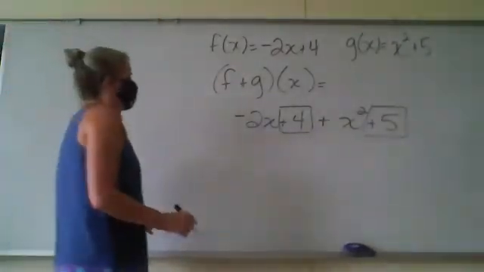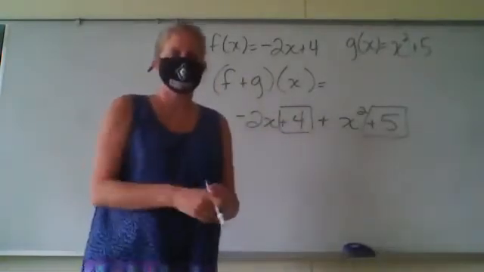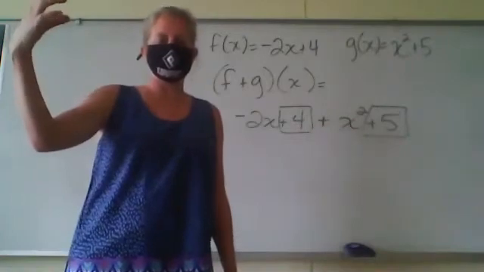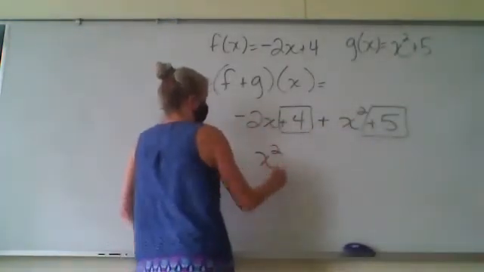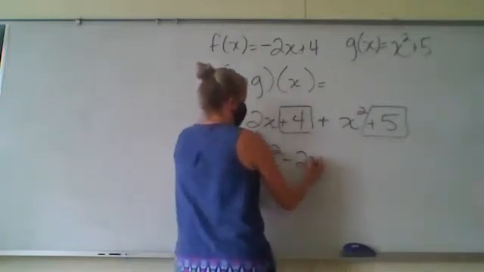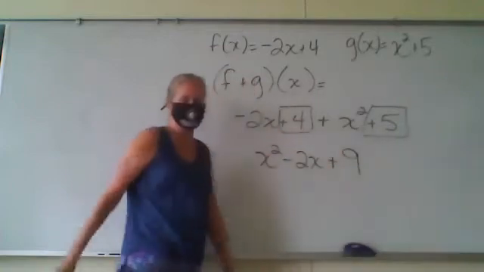So let's see, what's going to be my first term? It's going to want you to write your answer with the highest exponent term first. So I'm going to start off with the x squared, then the negative 2x, and then the plus 9 from putting the 4 and the 5 together.